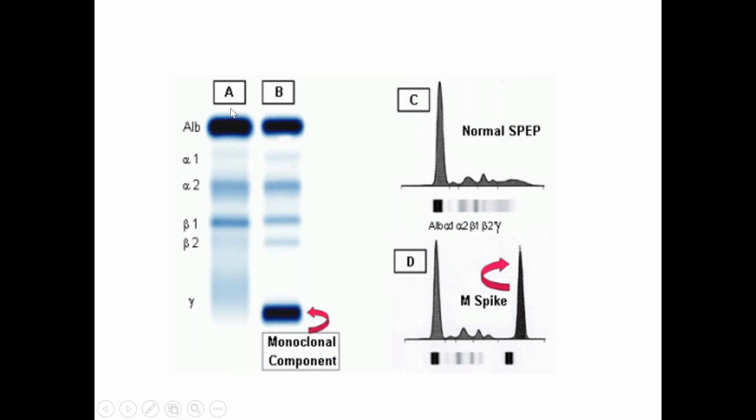This A picture is from the normal patient, normal serum, and the corresponding graph in electrophoresis. Here the peak is the albumin, then comes alpha 1, alpha 2, beta 1, beta 2, and the gamma globulin.